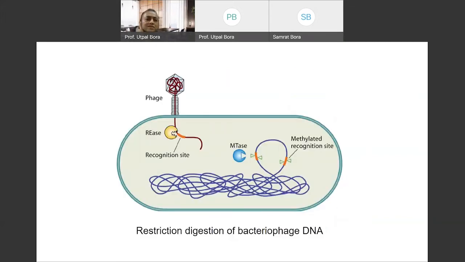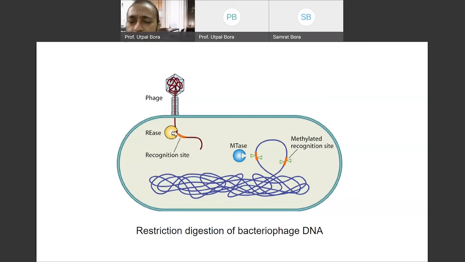So we see that when the DNA is being injected inside the bacterium, there is a class of enzymes, as I said, restriction enzymes. They recognize specific sites in the viral DNA or the phage DNA, and they cleave it, they cut it up into small fragments.